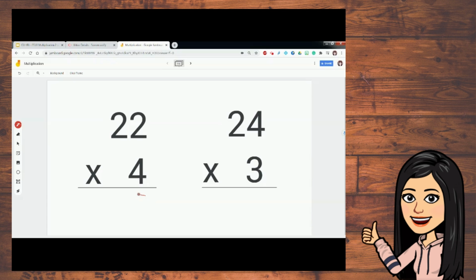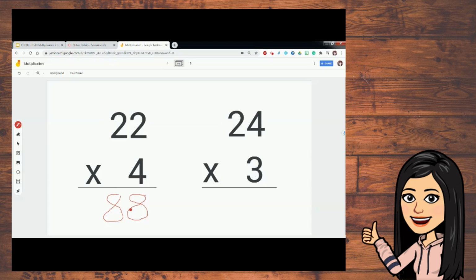Very good. It is 8. Okay, I'm going to write here 8. Then next, you will move forward po to the next place, which is in the tens place. So you have to multiply again 4 to 2. So 4 times 2 is equals to 8. So 22 times 4 is equals to 88.